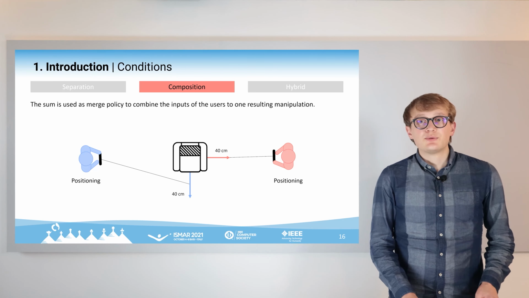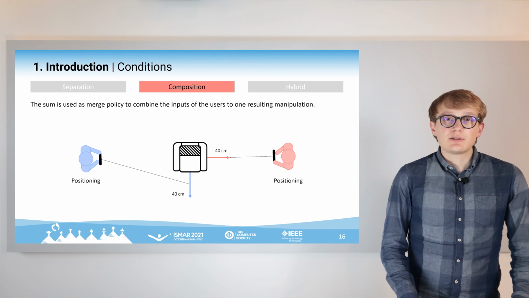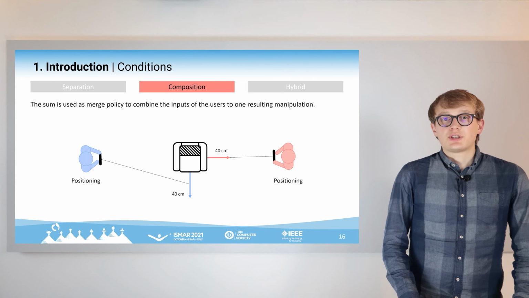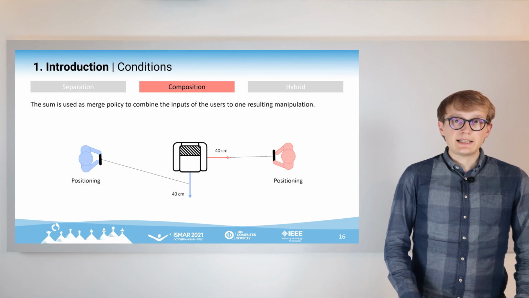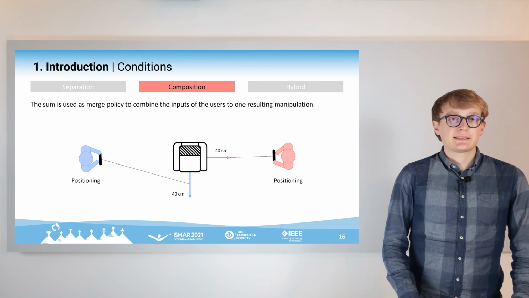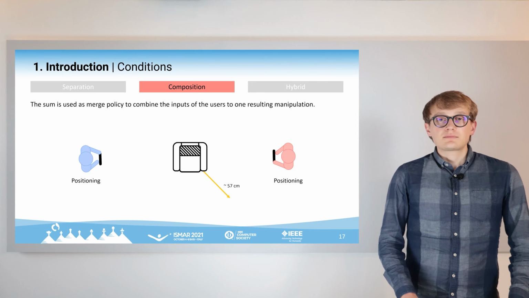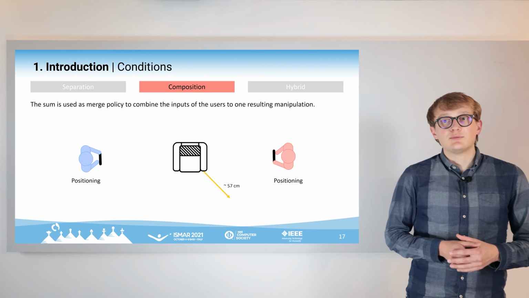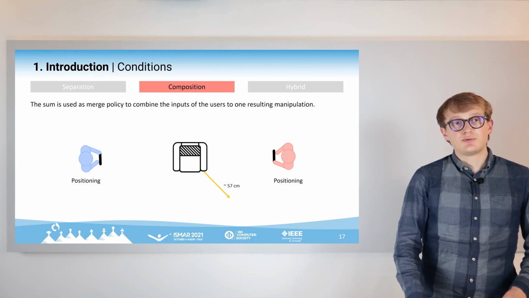This also works if users move the object towards different directions. An example on the slide: the user in blue moves the object by 40 centimeters towards the Z direction, and the user in red by the same distance towards the X direction. Using the sum as the merge policy, this results in a movement of 57 centimeters towards the diagonal.